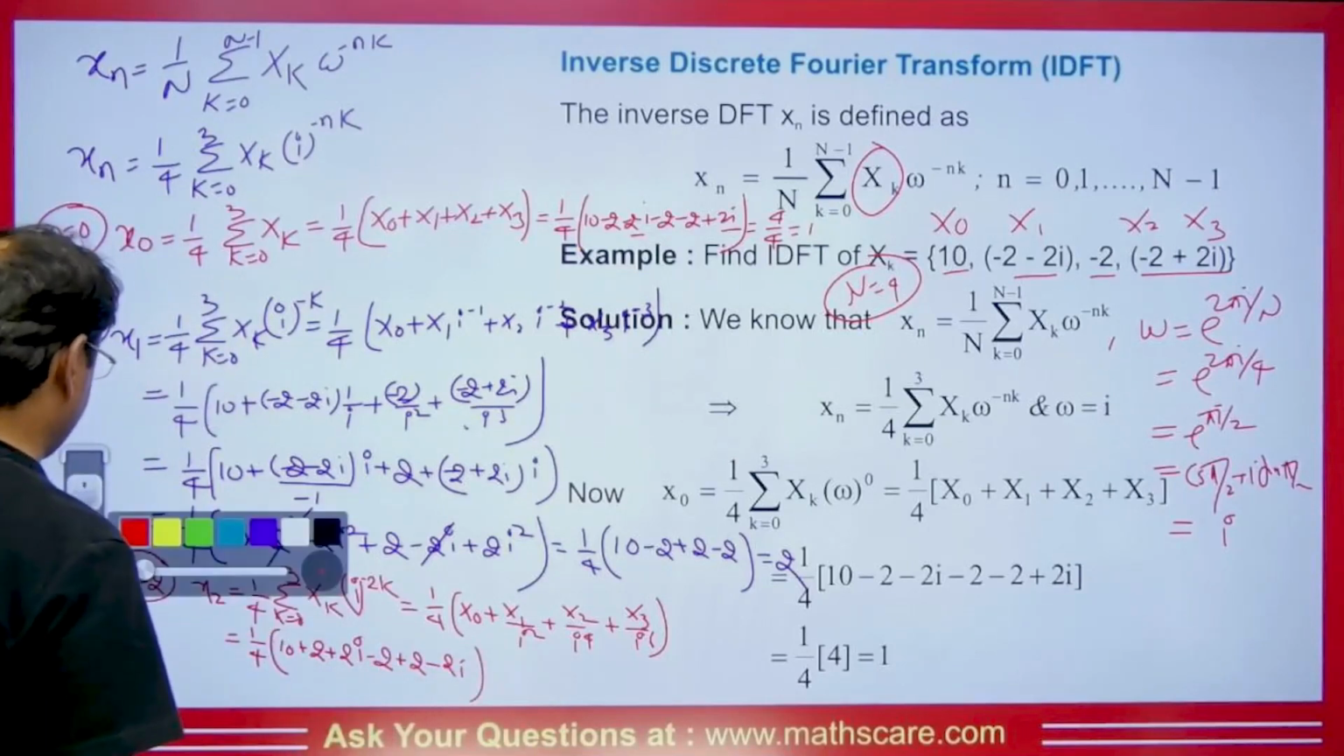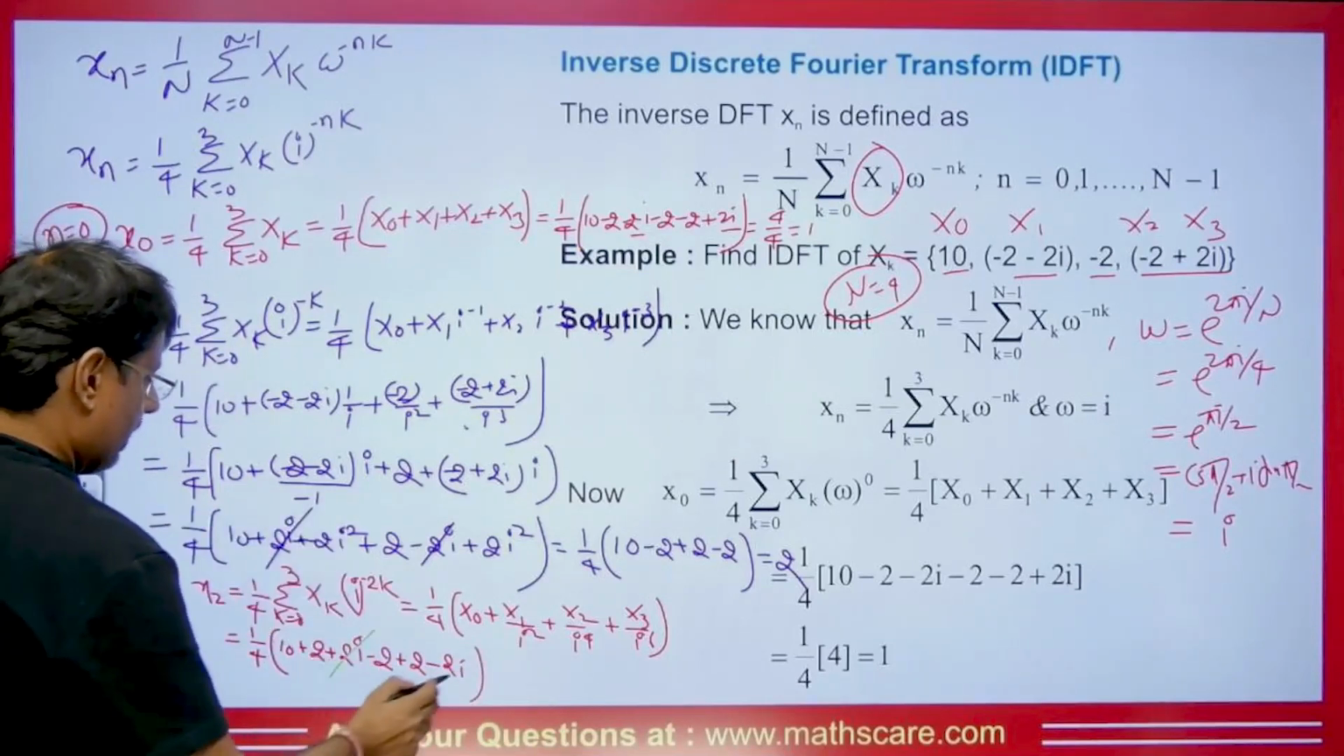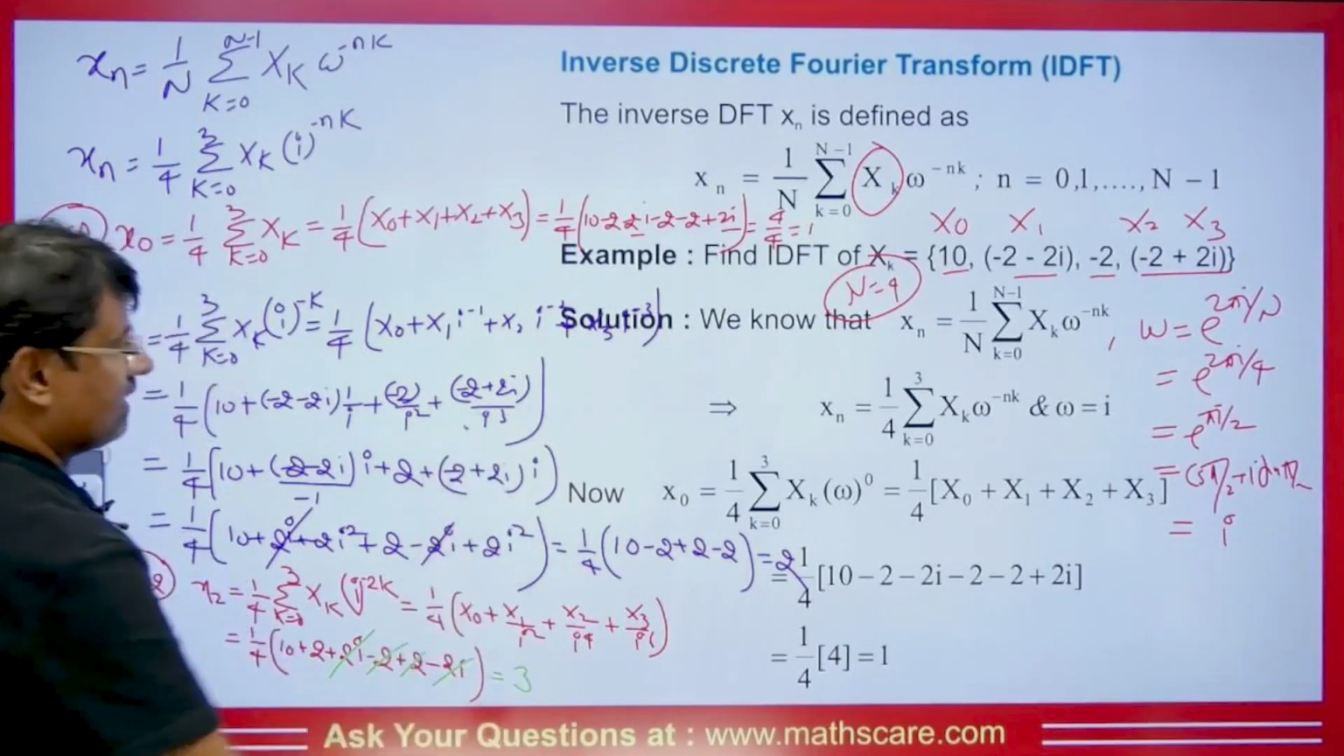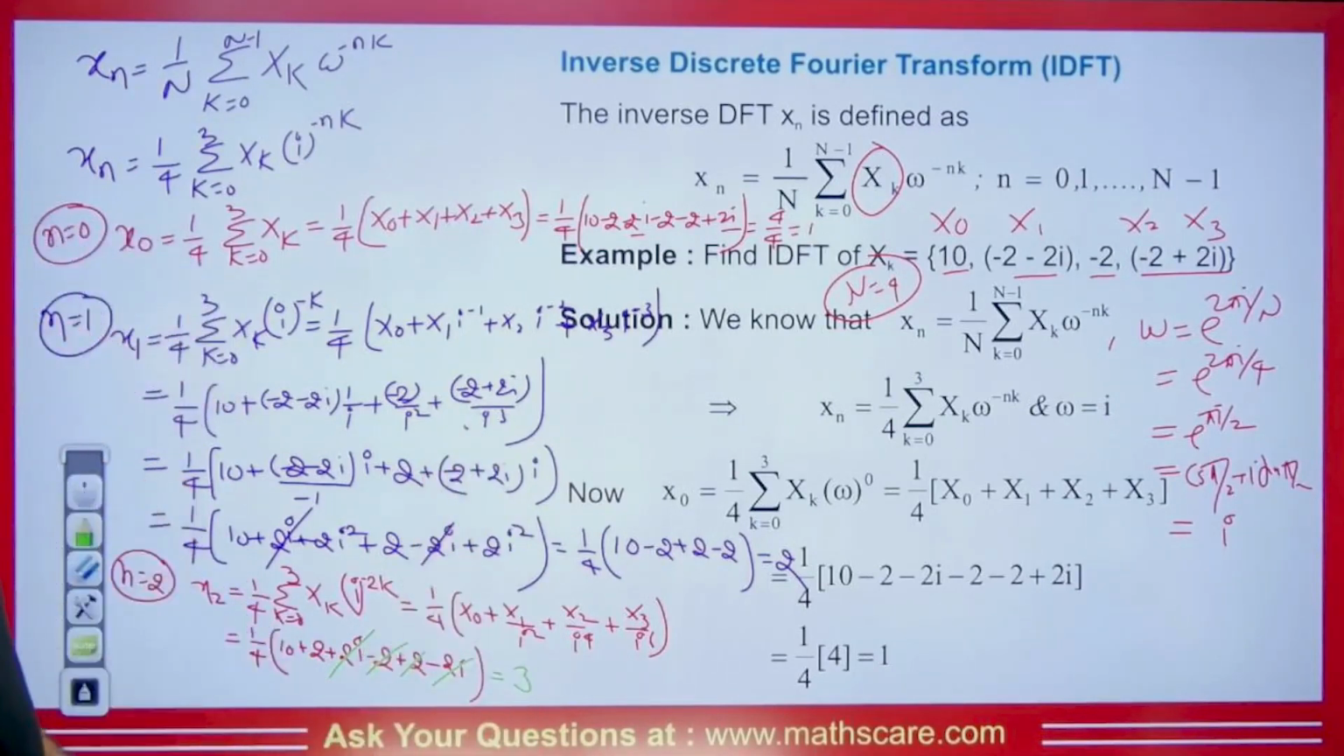On simplifying, you'll see some terms will cancel out. 2 iota with 2 iota, 2 cancels with 2. And 12 by 4 will be 3. So we will get the value as 3 here. We can solve it like this here.